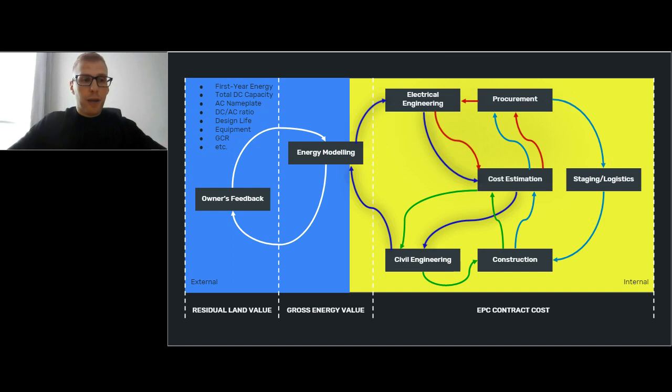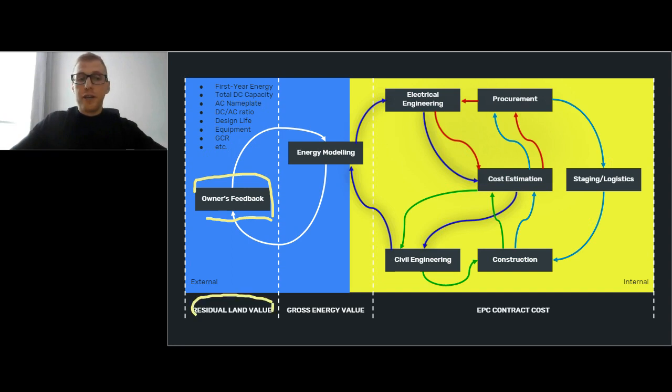Let's say we have an owner or developer, someone who wants to build a solar farm. Typically people want to build a solar farm because they want to get a profit, or maybe they're big fans of renewable energy, but in most cases they still want to get a profit. During the feasibility stage, they make a lot of assumptions and a lot of guesses about what can be built on a particular parcel of land. If I simplify, they basically calculate the residual land value, what you see here, right?